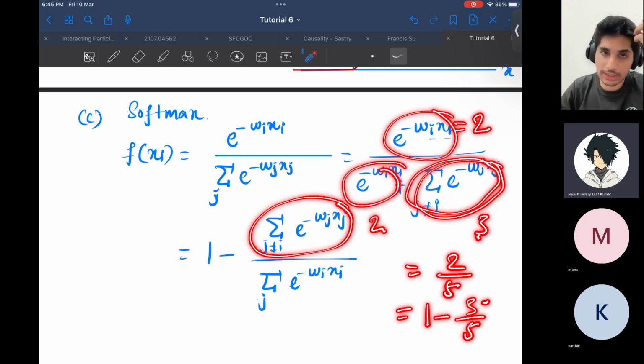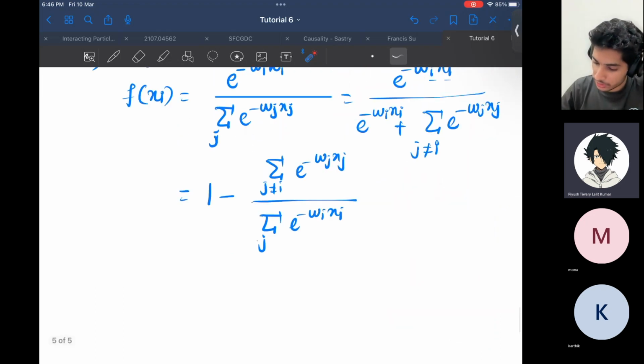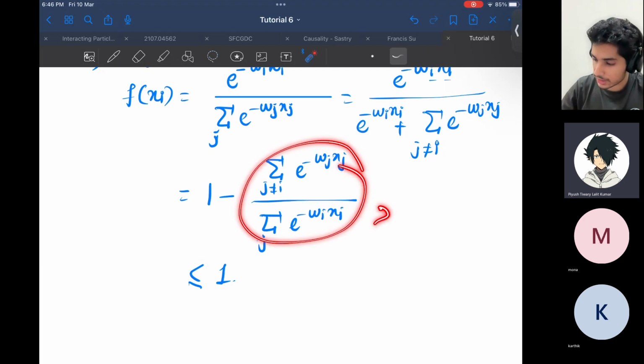So I hope you can see what I have done. I have just done some simple maths. I also know that 3 by 5 is a positive number. Why? Because exponentials can never be negative. So I am subtracting something positive from 1, so it will always be less than 1. I hope you will agree that this will be less than or equal to 1, because this part is greater than 0.